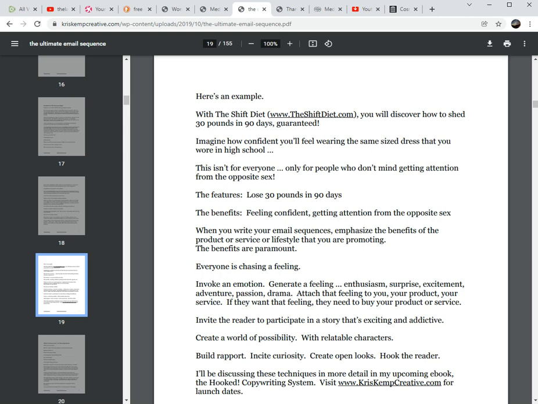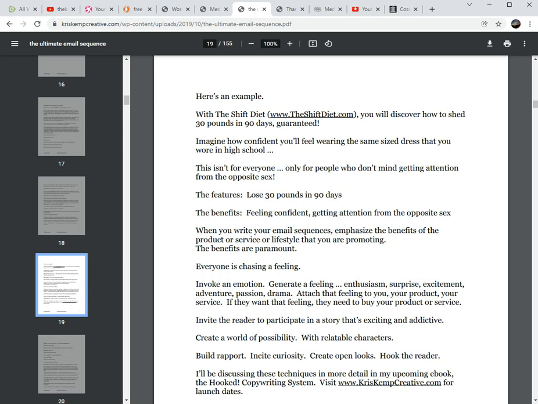Invoke an emotion, generate a feeling. Enthusiasm, surprise, excitement, adventure, passion, drama. Attach that feeling to you, your product or service. If they want that feeling, they need to buy your product or service. Invite the reader to participate in a story that's exciting and addictive. Create a world of possibility with relatable characters. Build rapport, build that relationship, grow that relationship, nurture that relationship.